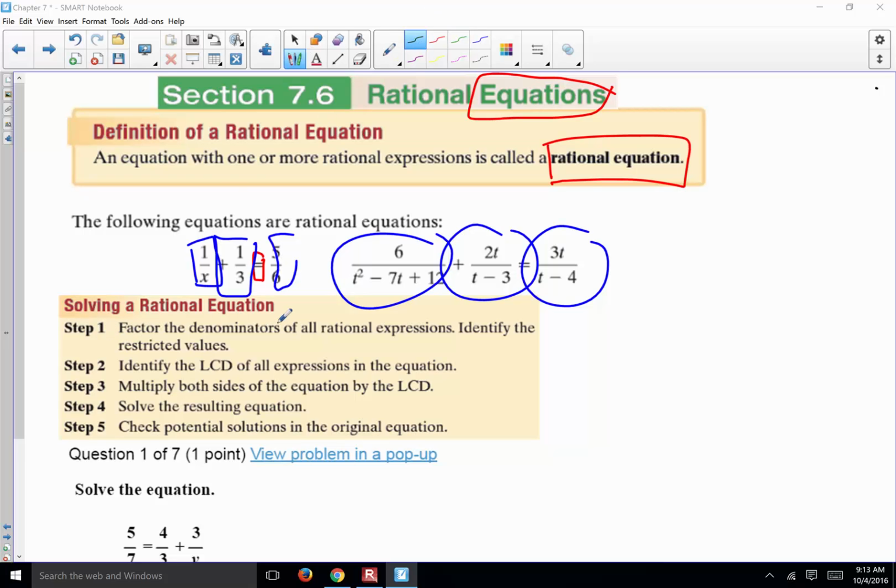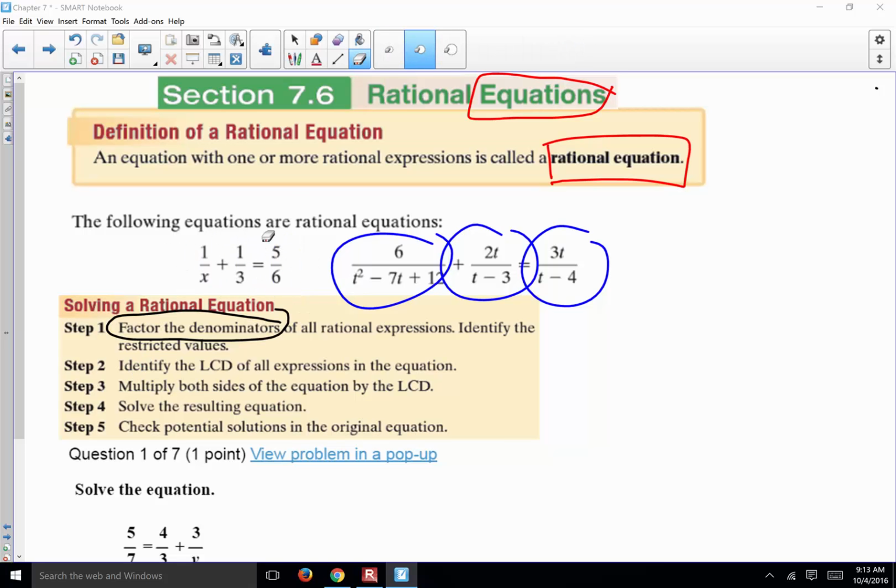First, we factor the denominators of all rational expressions. So you check out what you have in the denominator and break them. Such as, can you break this denominator? No. Can you break this one? No, it's already simple. However, can you break 6? Yes, you can. You need to break 6 into 2 and 3 and proceed to the next step. So some questions require only very simple factoring.